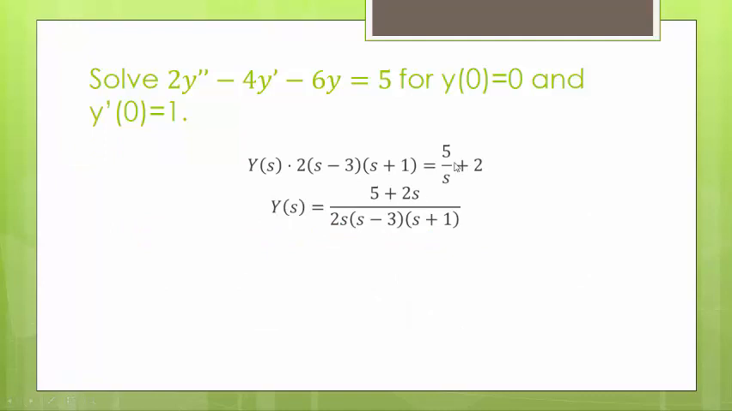And that will give you something like this. So you'll notice one thing that I skipped on my slides to fit all of this on my slides. I did two things here. I divided by this product, and I also combined these two terms. So 5 over s plus 2 over s gives me (5 plus 2s) over s. I divided by (s minus 3)(s plus 1), and so I have something that looks like this.